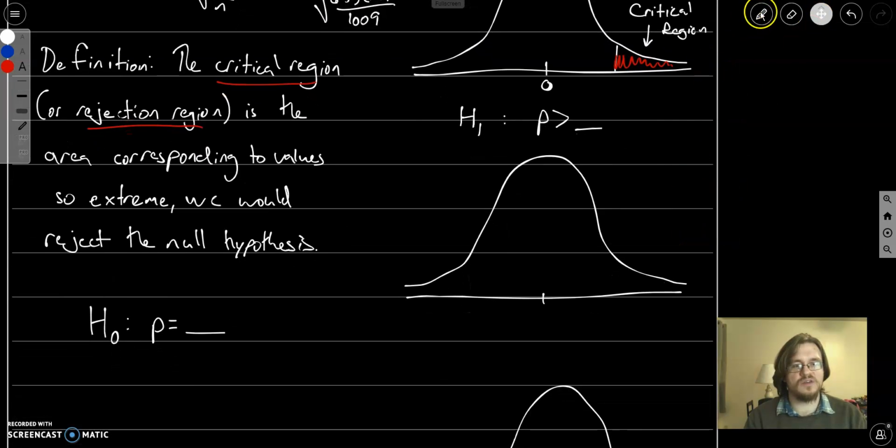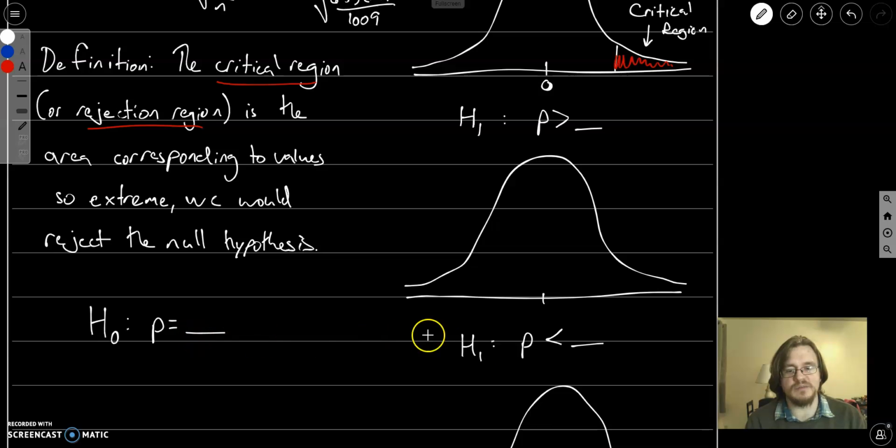Furthermore, we could be in a case where our alternative hypothesis is that p is less than something. So our null hypothesis is that p is equal to something. Our alternative hypothesis is that p is either going to be greater than, less than, or not equal to something. In the case when we're less than, our critical region is going to be to the left.